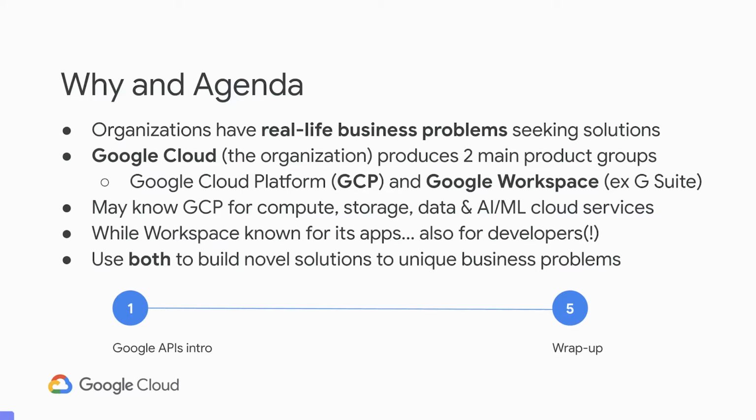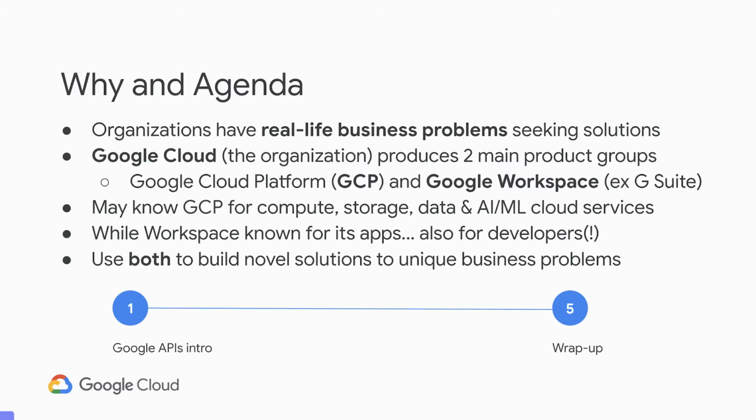Particularly two of our product groups, the cloud platform as well as Workspace, which most people know as the collection of Gmail, Google Drive, Calendar, Docs, Sheets, and Slides. Many people, of course, know the cloud platform for all of our virtual machines and big disk and data processing and analytics, as well as machine learning services. And then people also know Workspace for all those applications that I told you about. But it's also for developers, as I'll show you. And what's interesting is that we're going to try and use both products from both product groups together at the same time to build interesting solutions to solve unique business problems.